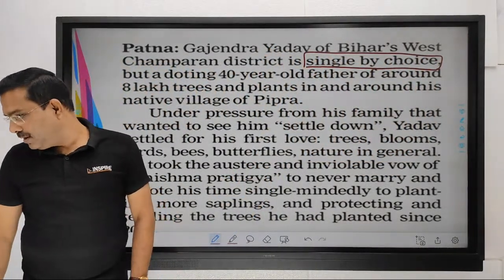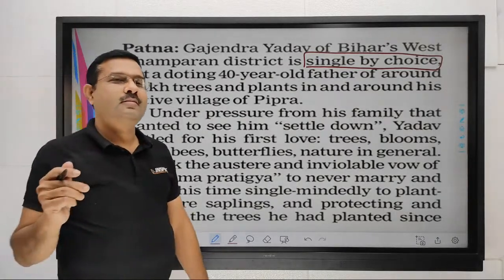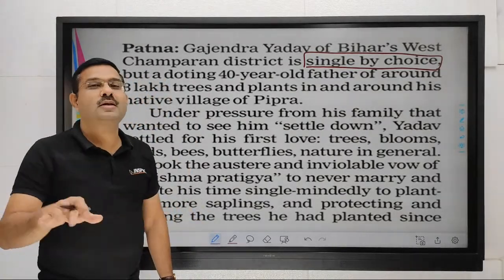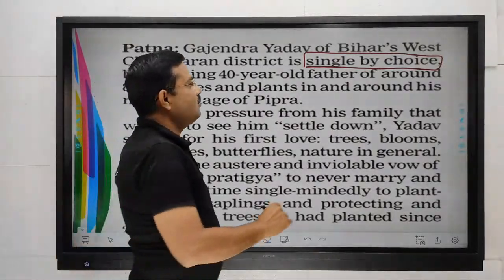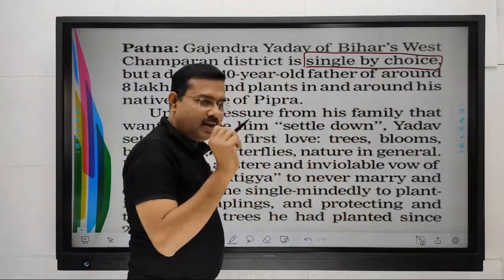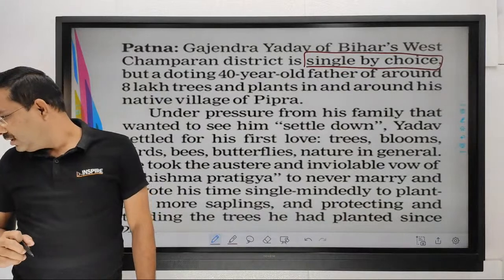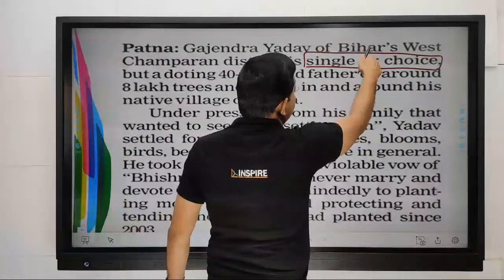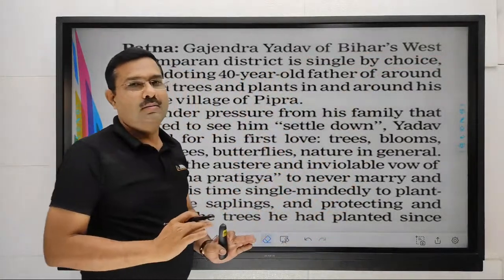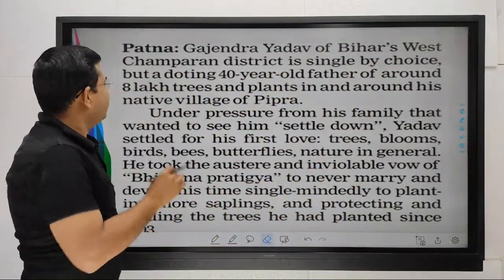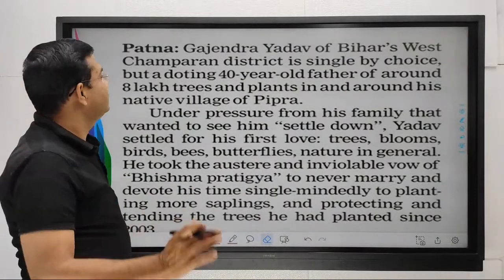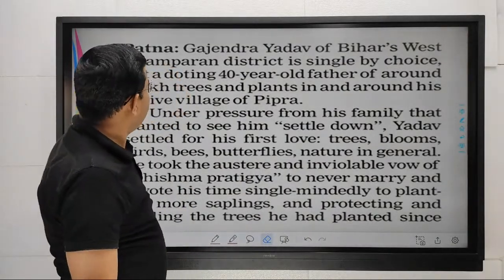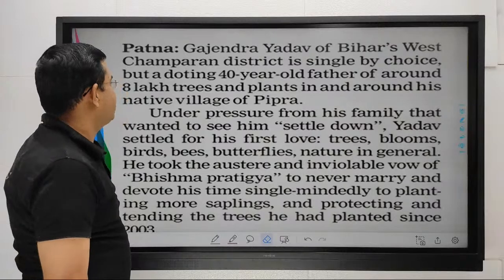In this world, people they become double by choice, and then after some time they wanted to be single by default. So by choice means he has chosen that. He has chosen that. So single by choice means he chose to be single. He decided to be single. So Gajendra Yadav of Bihar's West Champaran district is single by choice.